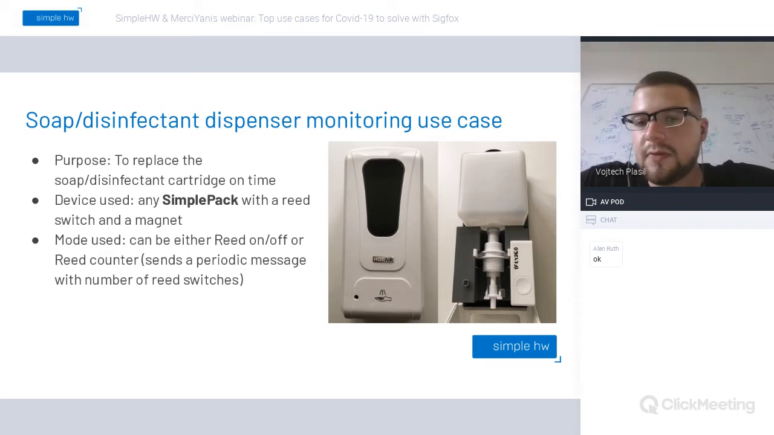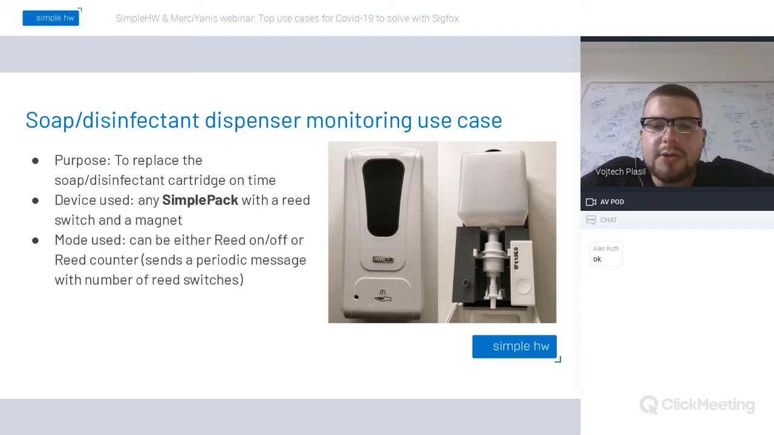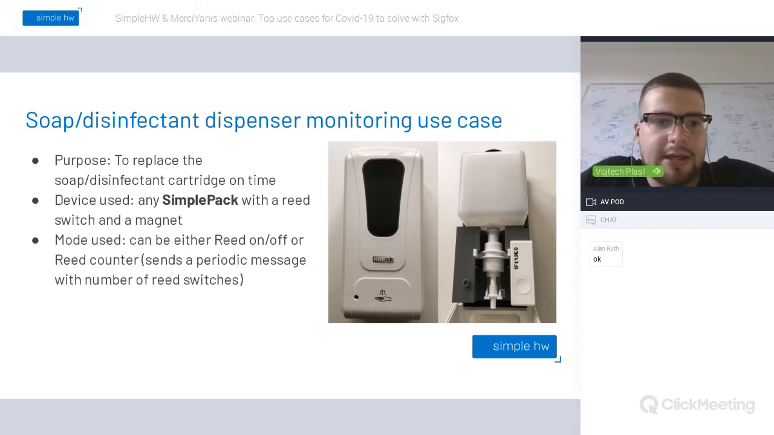The device we used for that, as you can see on the photo, is a Simple Pack. It has to be a Simple Pack with a reed switch because, of course, it works with the magnet. And the mode we used for this was the reed counter, which we have adjusted some time ago, and now it works in interrupt mode as well, which means that it will catch all of the dispenses that you will do.